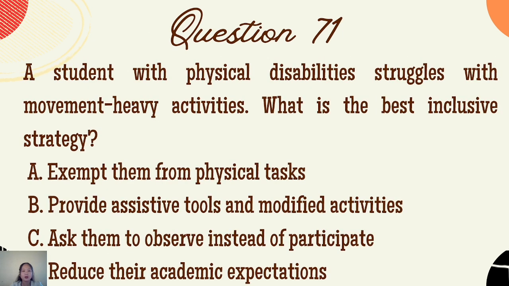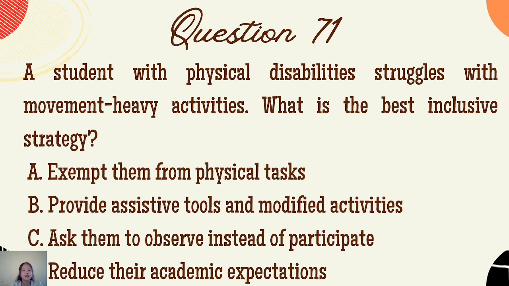Now let's go to question number 71. A student with physical disabilities struggles with movement-heavy activities. What is the best inclusive strategy? Well, the correct answer is letter B. Provide assistive tool and modified activities. So, why do you think so? So, inclusivity means ensuring that every student can participate meaningfully in all activities.